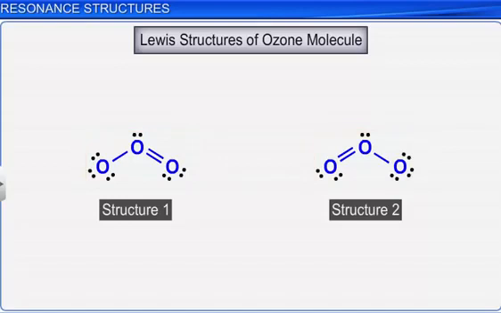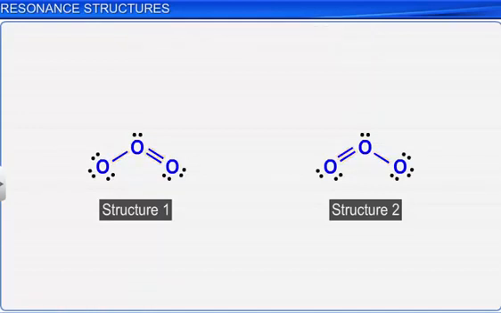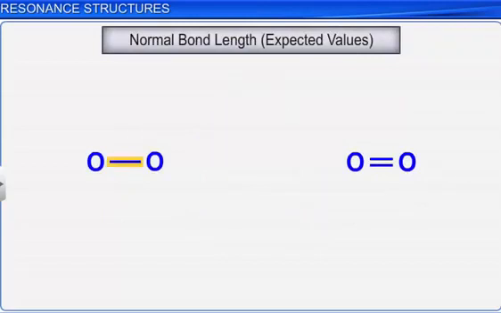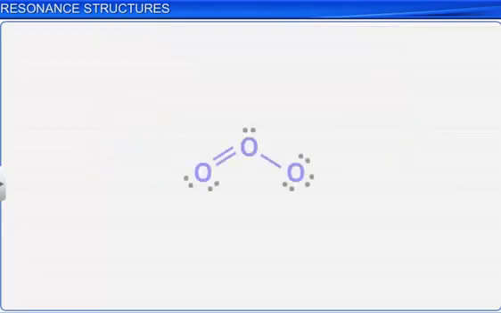In both the structures, one oxygen-oxygen single bond and one oxygen-oxygen double bond is present. These two structures imply that one bond is shorter than the other. The normal bond lengths of an oxygen-oxygen single bond and an oxygen-oxygen double bond are 148 picometers and 121 picometers respectively. But experimentally, it is determined that the bond length between any two oxygen atoms in the ozone molecule is the same, which is equal to 128 picometers.